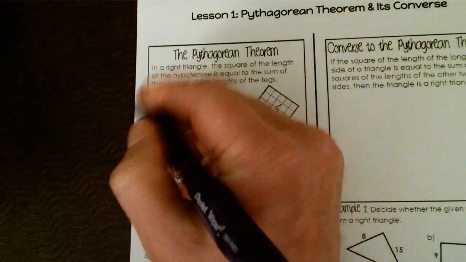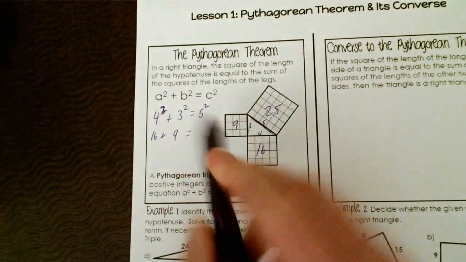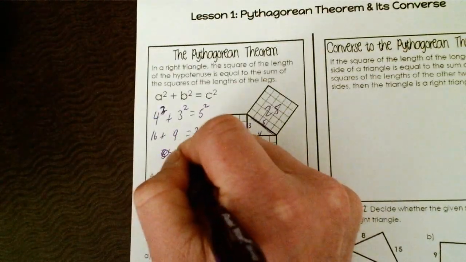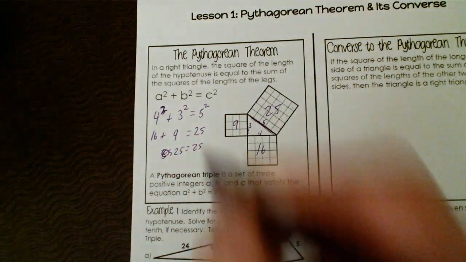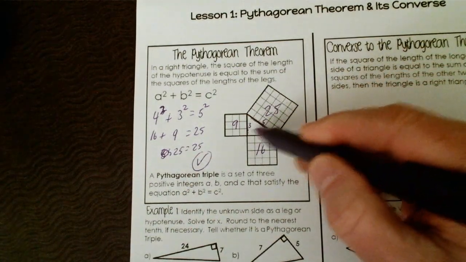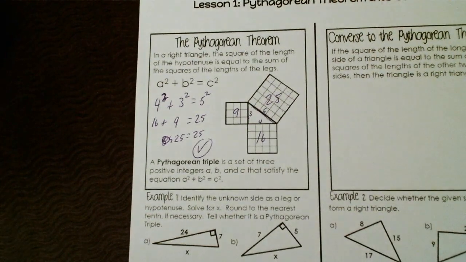So let's use our exponents. 4 to the second power is 16. 3 to the second power is 9, and 5 to the second power is 25. And if I add 16 and 9, that gives me 25. So the theory does check out. That is a right triangle right here. If it did not check out, this would not be a right triangle. Okay, so that's the theory.